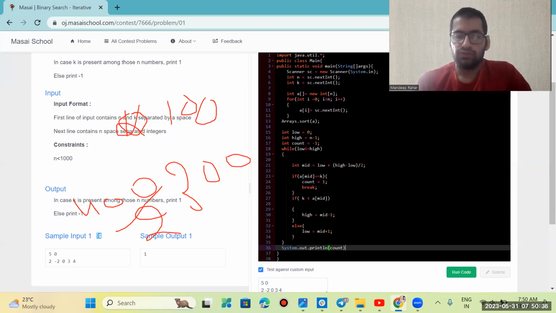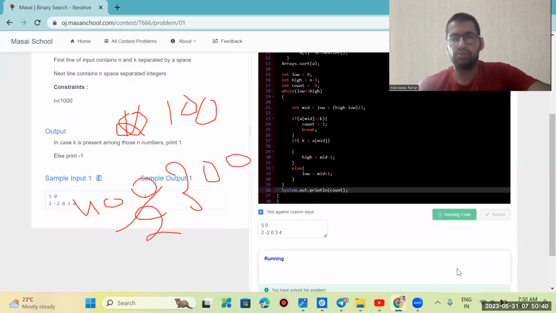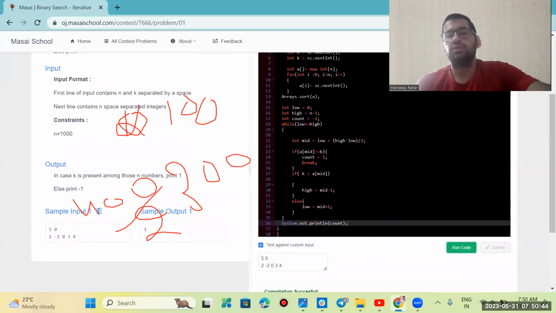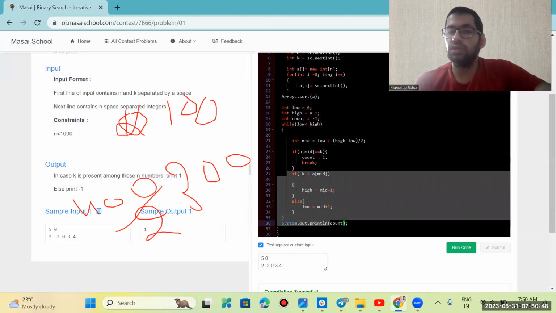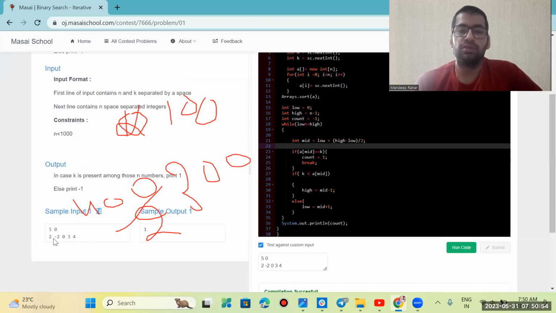First, I need to check again if it's good or not. Yeah, it prints 1. Okay, see, again I am going to repeat what I do here. You already understand this line. We only find mid. If my mid is equal to the element we need to find in this array, then count becomes 1 and we break our loop. We don't need to traverse the whole array.